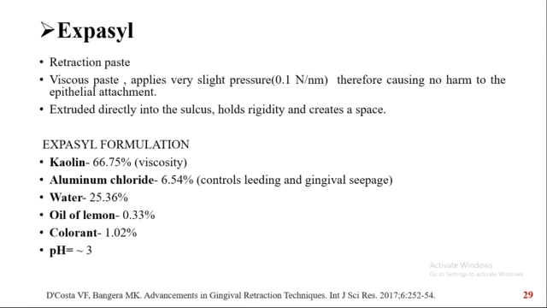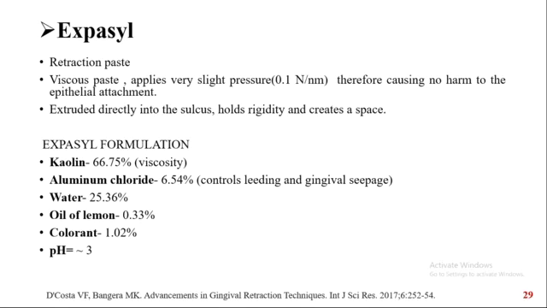Coming to the first non-invasive technique, that is Expasyl. The Expasyl retraction paste applies very light pressure, around 0.1 Newton per square millimeter. Therefore, it causes no harm to the epithelial attachment. Expasyl retraction paste consists of kaolin and aluminum chloride, water, oil of lemon, and colorant. Aluminum chloride has an astringent action, which helps in controlling the bleeding in the gingival sulcus, whereas kaolin causes hygroscopic expansion, which helps in the lateral displacement of the gingival tissue away from the tooth surface.